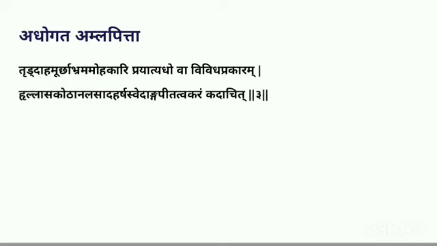Next we have Hrullasa, there will be a nausea-like sensation. Kota, there will be skin eruptions. Analasada, here it is decreased Agni. Harsha, horripilation. Svedanga, here there will be sweating all over the body, perspiration is increased. Pitatva, here yellowish discoloration of the body is seen. These are the main cardinal symptoms of the Adhoga Amlapitta.